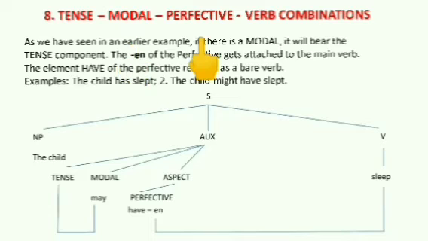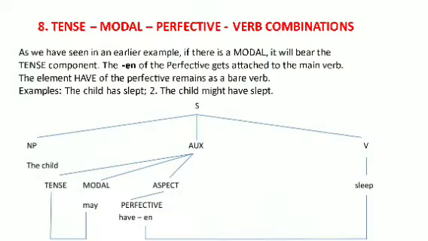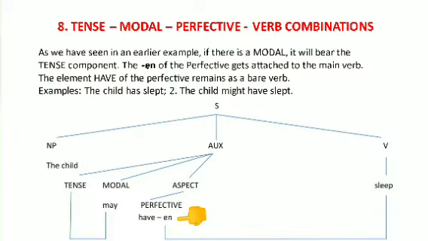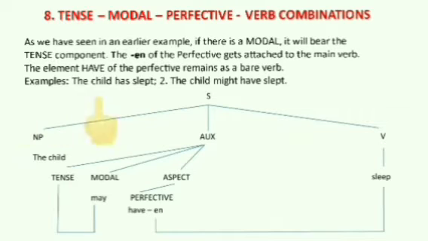Tense, modal, perfective verb combinations. As we have seen in an earlier example, if there is a modal, it will bear the tense component. The en of the perfective gets attached to the main verb. The element have of the perfective remains as a bare verb. Examples: the child has slept. The child might have slept.